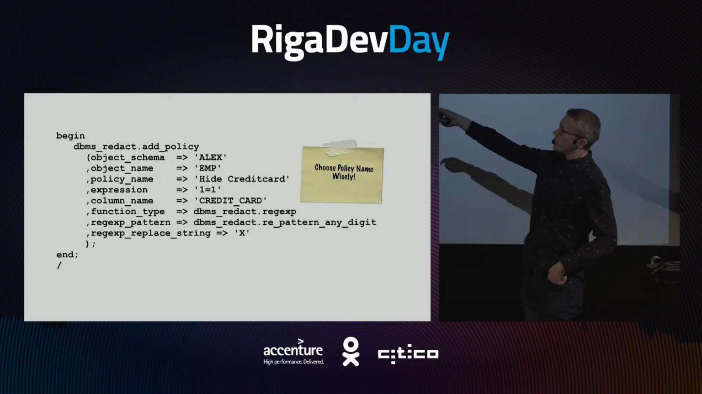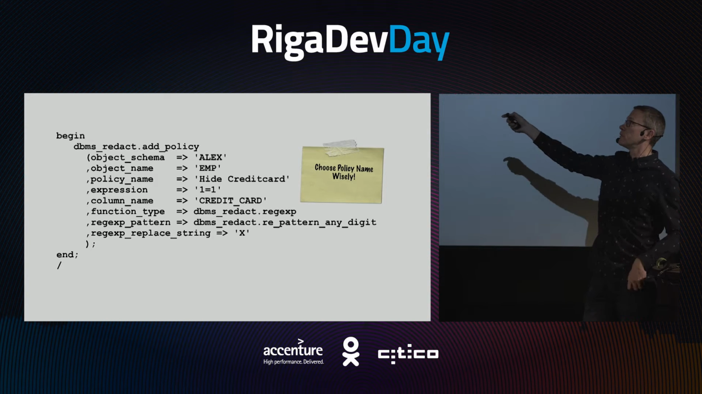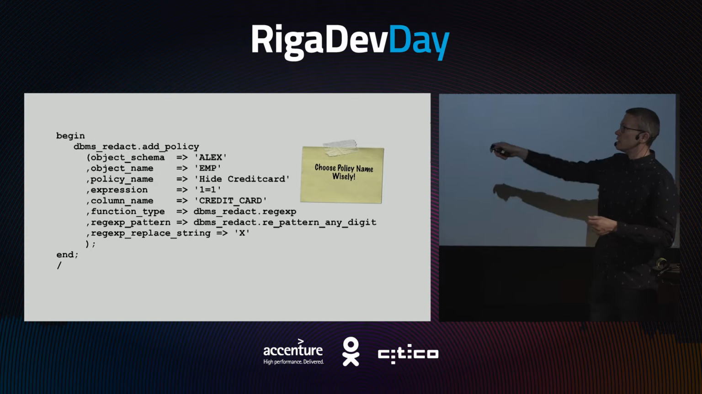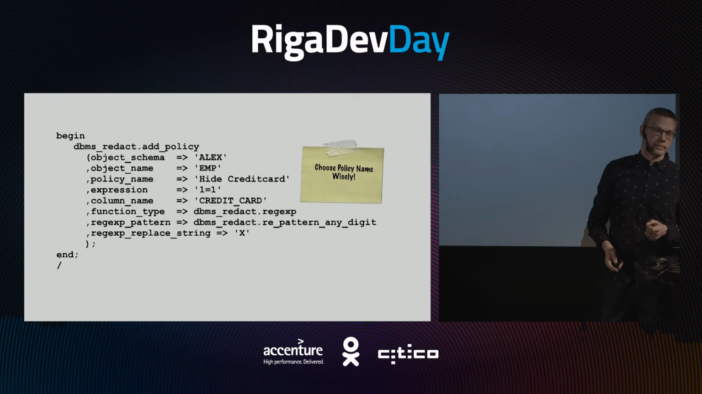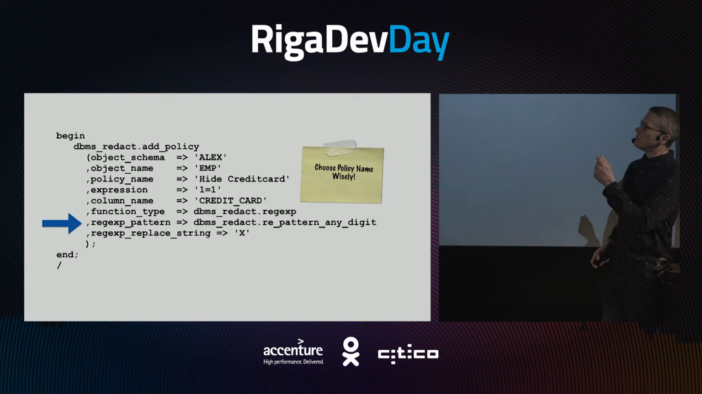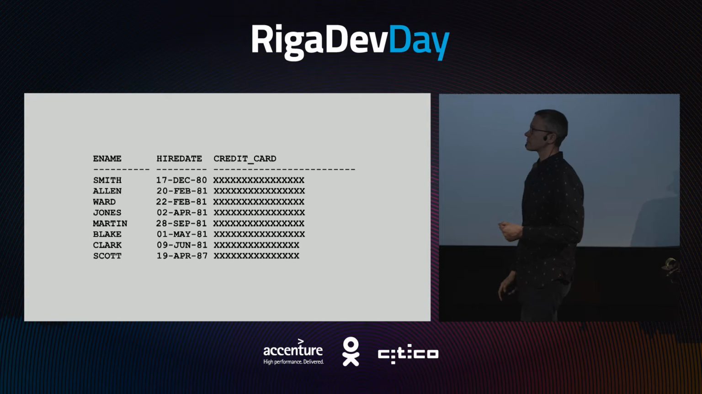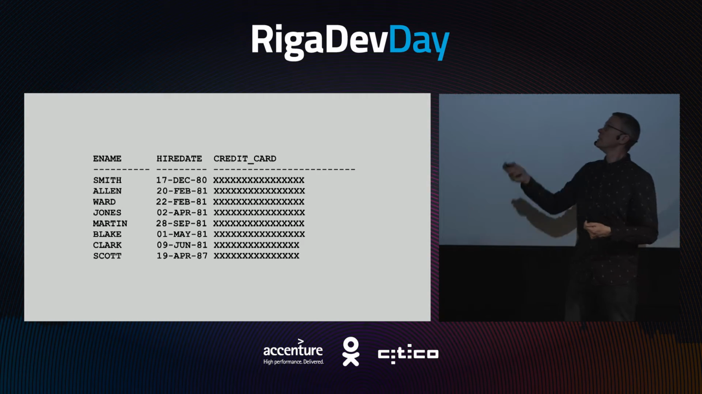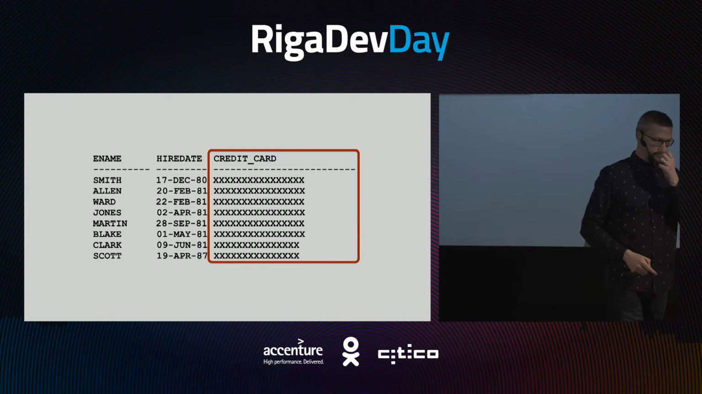Which column is to be redacted? The credit card. We're going to use a regular expression, another example of usage of regular expressions. It's going to take any digits and replace them with an X. That's the pattern, so again, learn about regular expressions. If you query that table, all the credit card information is hidden from view. Nice.